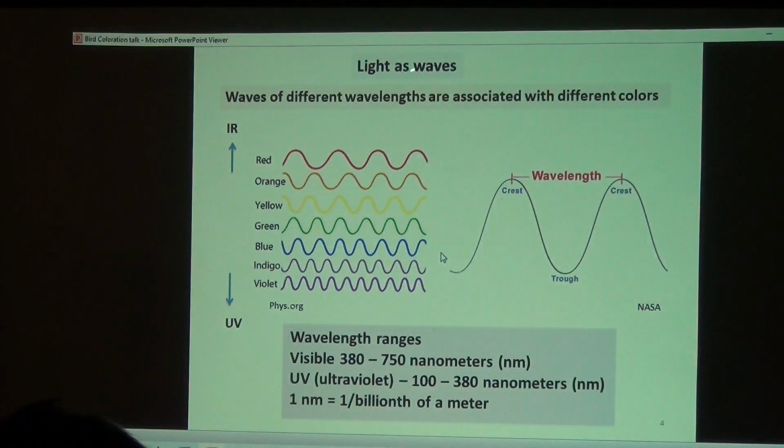So light can be thought of as waves, and here is a wave, and the wavelength of this wave is defined as the distance between two successive peaks.